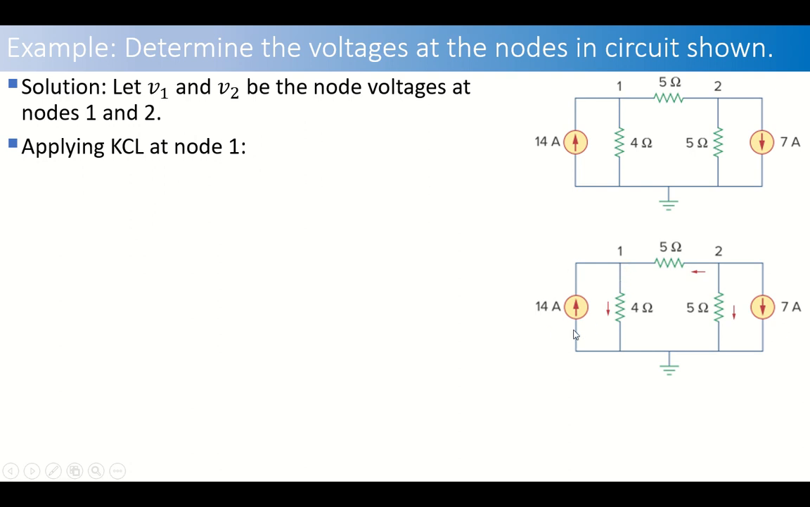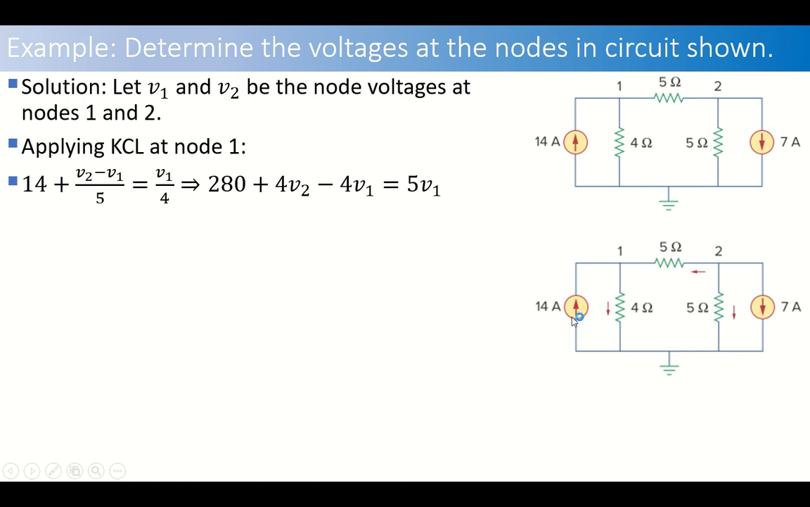So let's start applying Kirchhoff's current law at node number 1. At node number 1, you can see that there are three branches connected: 14 ampere, 4 ohm, and 5 ohm resistance. At node number 1, the current from the 5 ohm resistance is incoming to the node. The current in the 4 ohm resistance is outgoing from the node, and the 14 ampere current is also incoming to the node. So there are two incoming currents, which means the sum of the incoming currents should be equal to the sum of the outgoing currents.